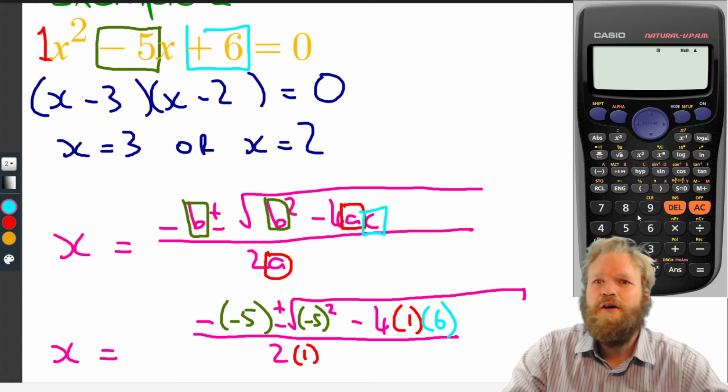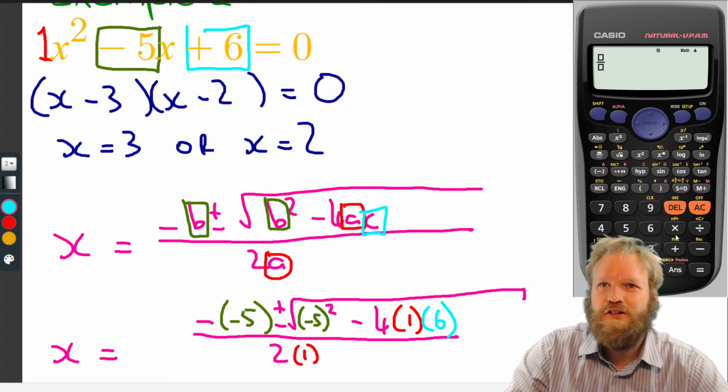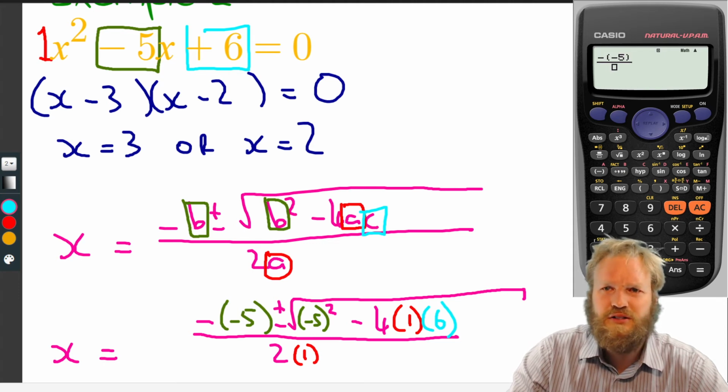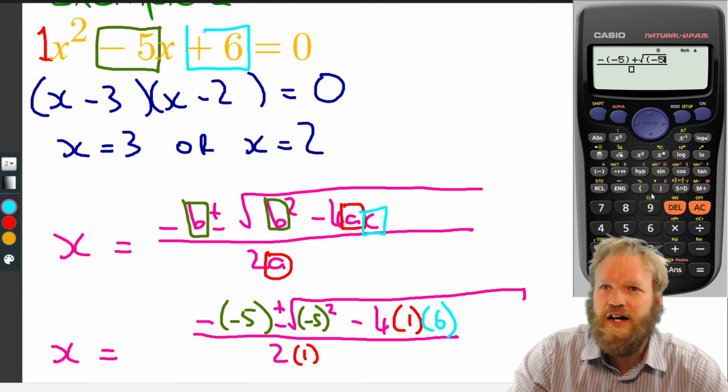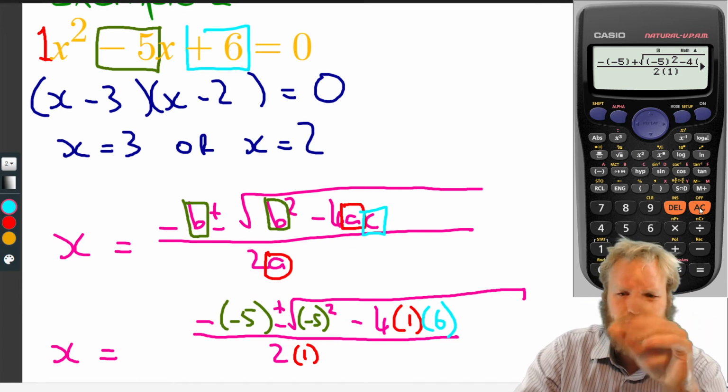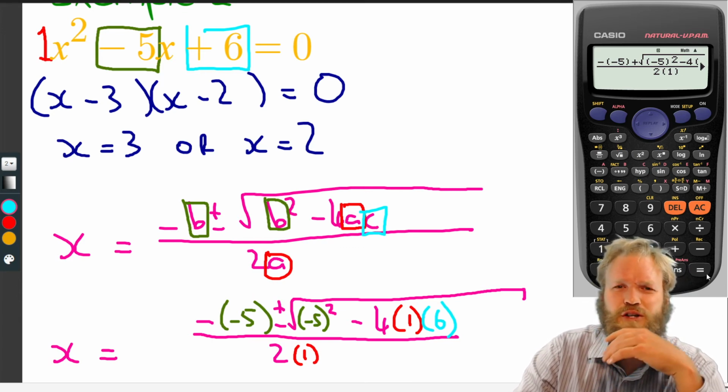Oh, that's cool. So we've got our fraction. Minus 5. Plus or minus. Let's start with the plus. Doesn't matter which one you start with. Square root. Minus 5 squared. Minus 4 times 1 times 6. Denominator: 2 times 1. Just to confirm, now that you've seen this, what do you get when you put all that in?